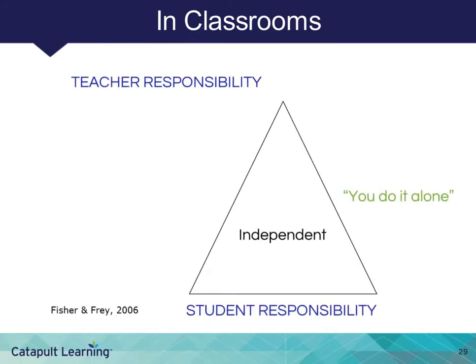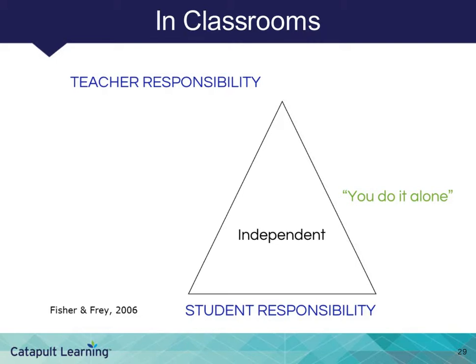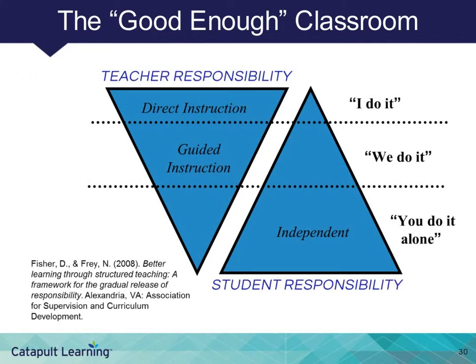Now that we've activated your relevant knowledge, let's move on to Fisher and Frey's work on teacher versus student responsibility. In some classrooms, the teacher moves directly from the modeling to independent student work. In a good enough classroom, we move from a teacher model or direct instruction and then provide time for guided practice. This is where teachers and students work together. Finally, students move to independent practice.